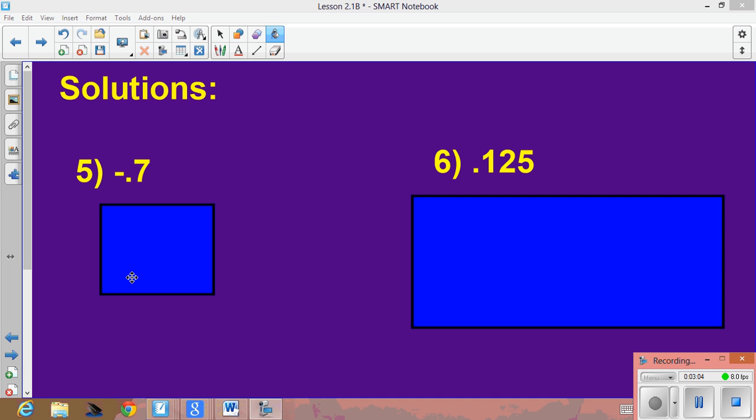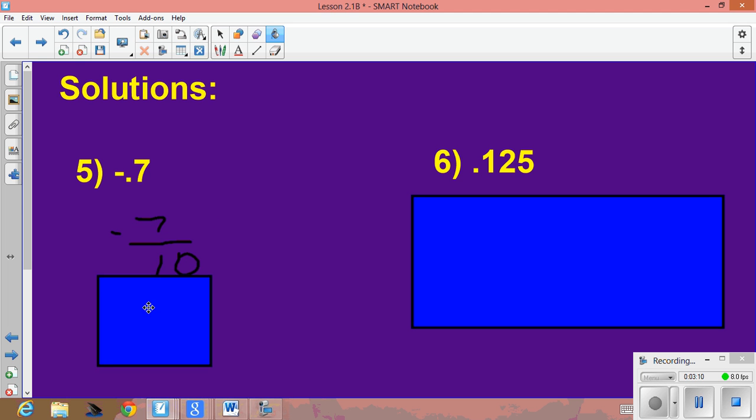So if we take a look at number 5, it is read as -7/10. So we're going to take the 7 and put it over 10 and keep the negative sign. And since we can't reduce, that's our final answer.